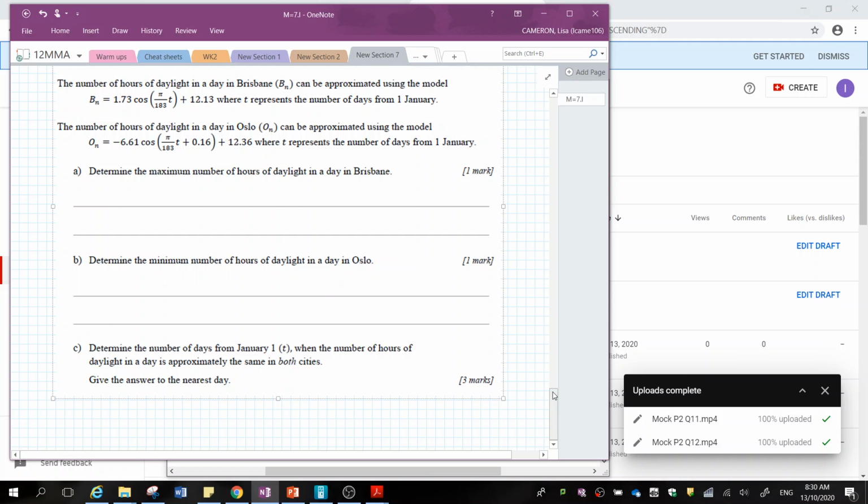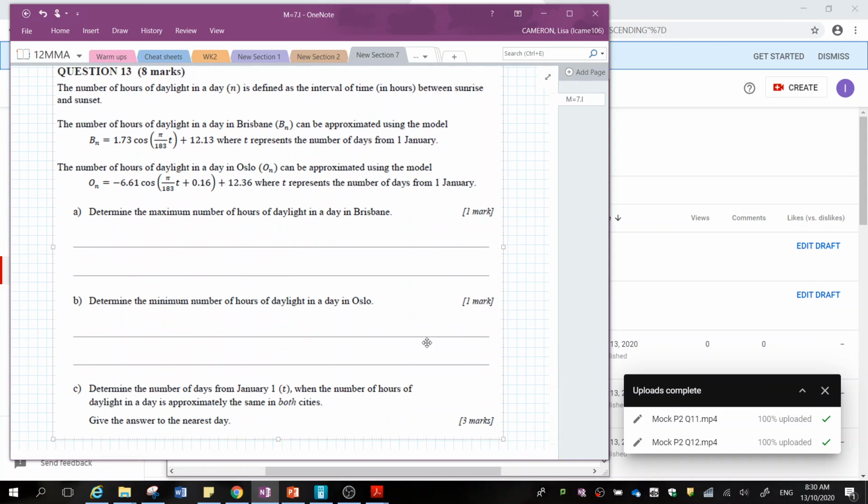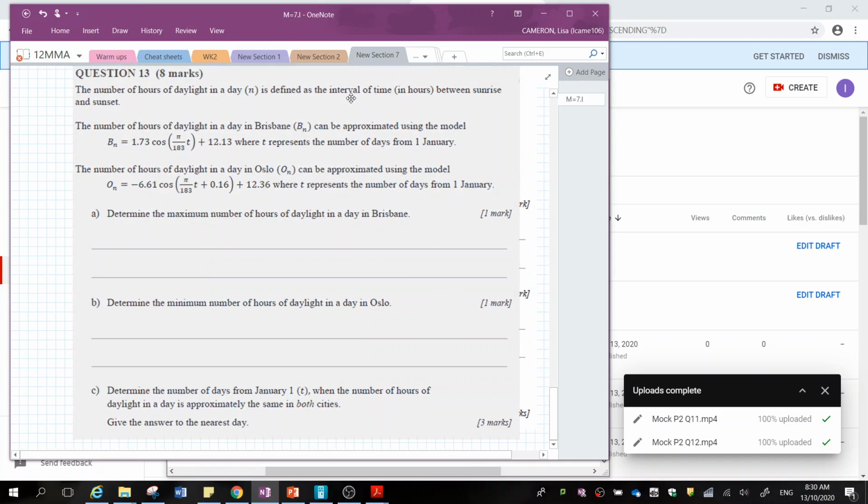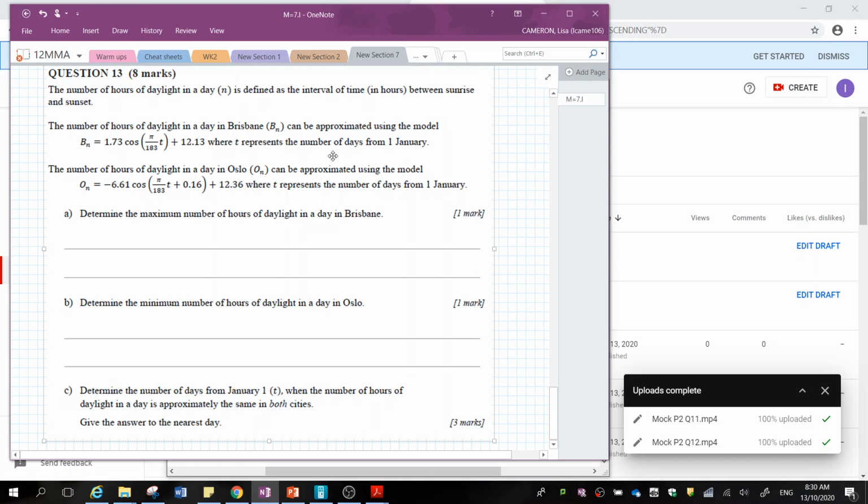Question 13. The number of hours of daylight, N, is defined by the interval of time in hours between sunrise and sunset. The number of hours of daylight in Brisbane can be approximated using this model, where T represents the number of days from January 1. The number of hours of daylight in Oslo can be approximated using this model, where T represents the number of days from January 1.